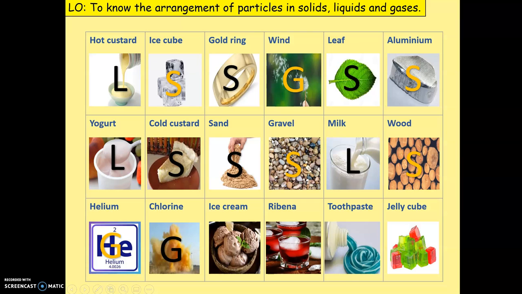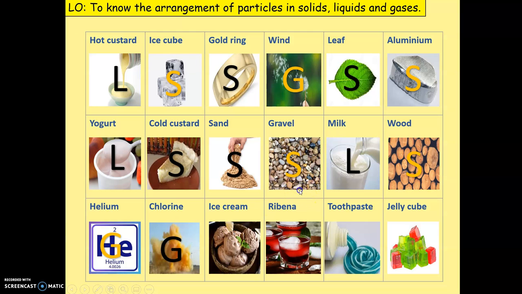And then we've got chlorine, which is a gas. Okay? Can you believe chlorine is actually used to treat water? Yes. You're not really drinking pure water like that. Chlorine was actually used to treat your water and kill all the bacteria in the water.